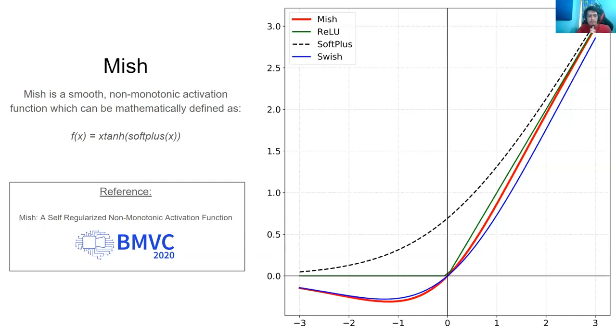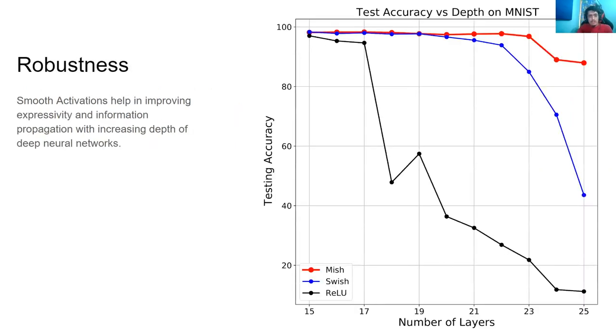So why is this important, and why specifically are we looking at functions which have a profile similar to Swish and Mish? First of all, these activation functions which share the same profile as that of Mish and Swish are really more robust to increase in depth of the neural network.